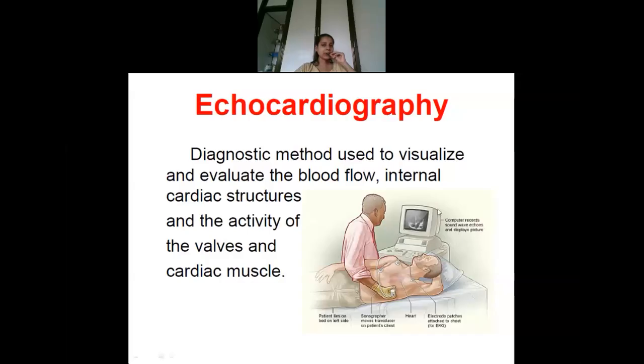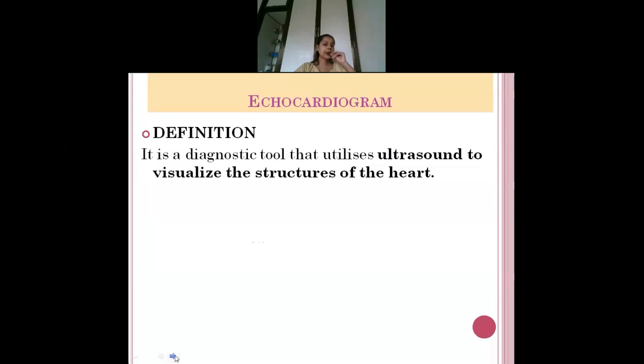So one screen will be there in which you can see the image of the heart, and here you are placing the transducer. Okay, you will put the jelly, same like ultrasound. You will put the jelly on the transducer and you will put it on the patient's heart. And then you will move around. You can see the changes, like you can assess the blood flow, blood circulation, and the changes in the valve, cardiac muscle. All this can be seen in the echocardiogram. So definition, it is a diagnostic tool, that is ultrasound of the heart is called as echocardiogram.